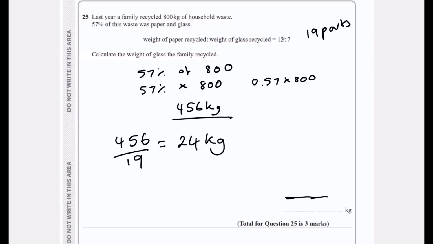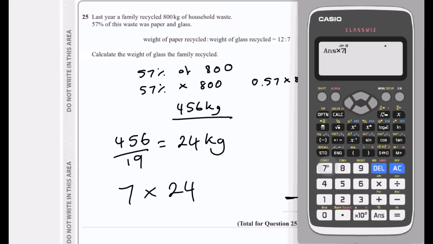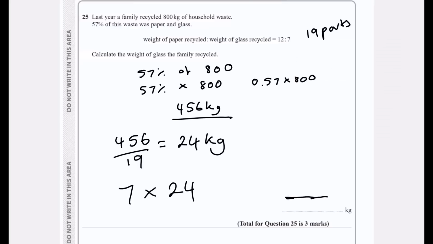So for paper, we've got 12 24s. Glass, we've got 7 24s. We only want the glass. So it's 7 24s. And that is 168. 168 kilograms.